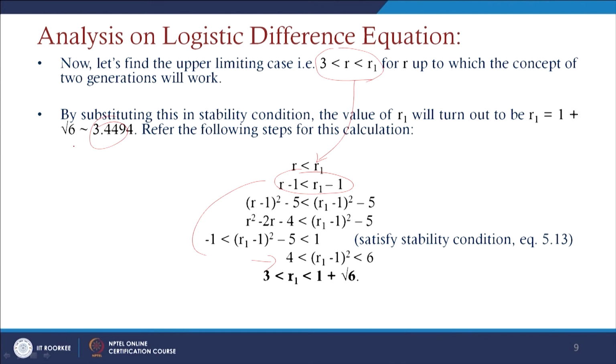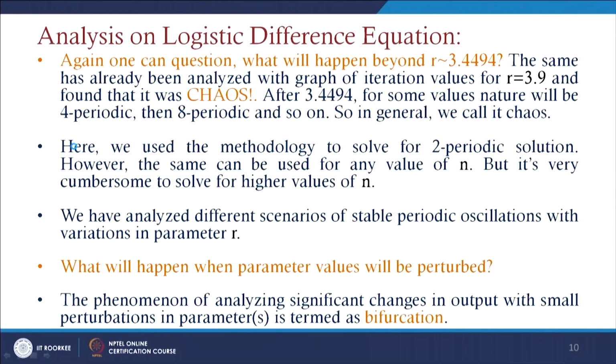Up to that value we can have a stable solution, and after that we do not know how the behavior of this function will turn out. So the question comes to the picture: what will happen beyond an r value of 3.4494? The same has already been analyzed with a graph of iteration values for r equals 3.9, where we obtained a chaotic nature and found that it was chaos.